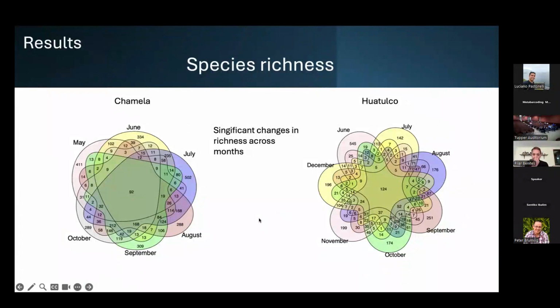So this is to represent what we found through the month. What we see is that there's a lot of change in species across month, and very few are shared between all months. It's not very easy to look at them in detail since there are 6 months sampling for Chamela and 7 for Huatulco.